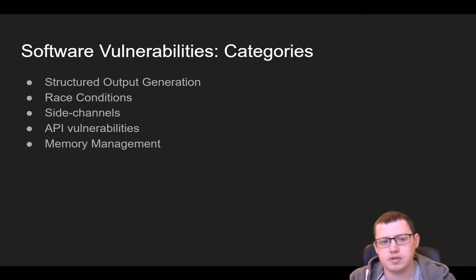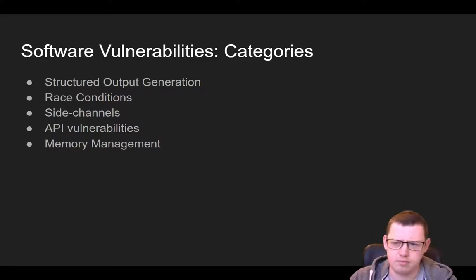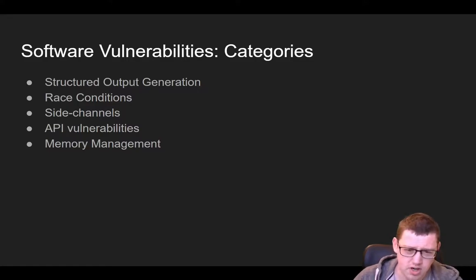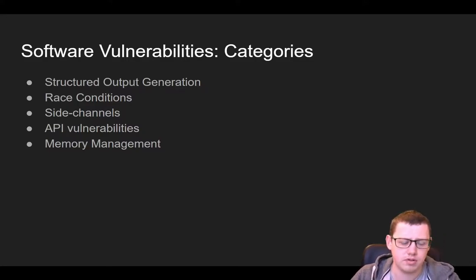So, structured output generation. This might be a new way of thinking about certain types of vulnerabilities. Structured output generation vulnerabilities are pretty much any vulnerability that exists in a system which allows you to input data into a program that is then used as output from that program, service or process as input into another system. That sounds very complicated, but it's not really.